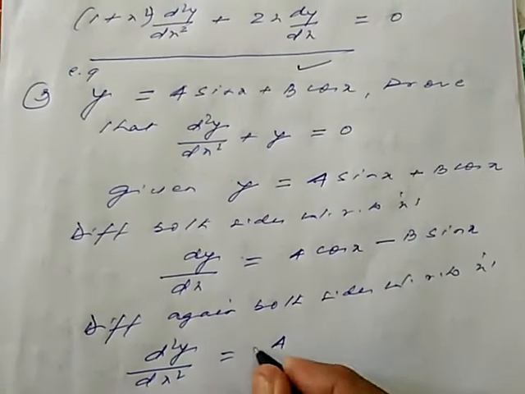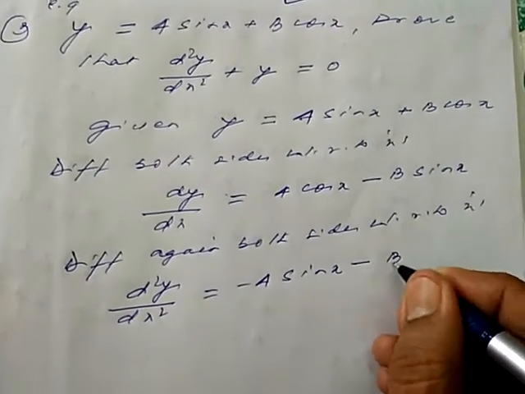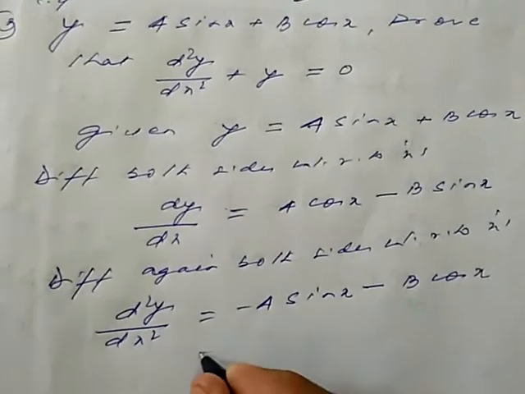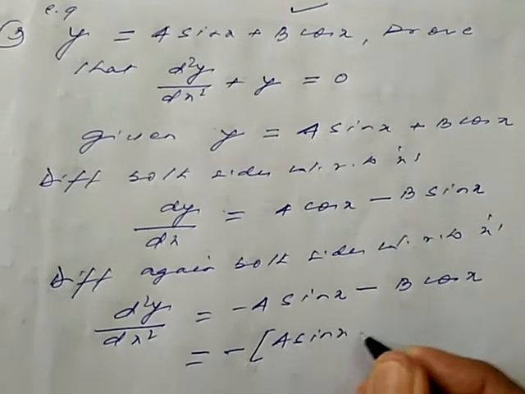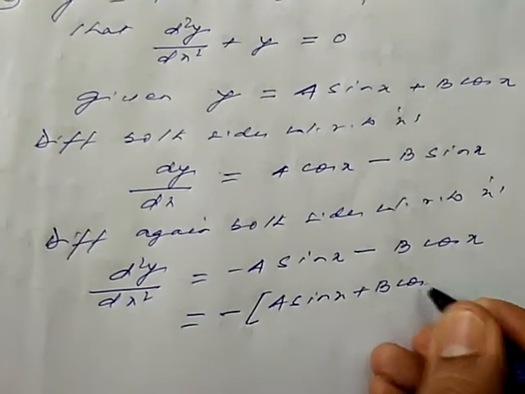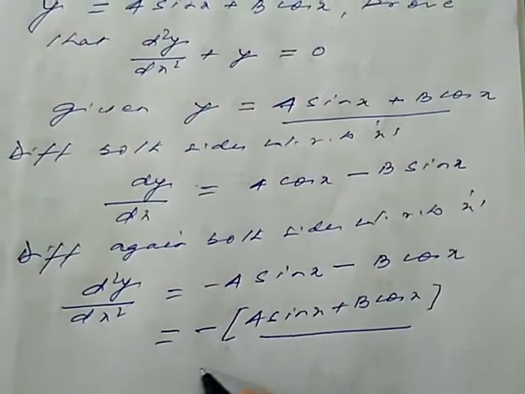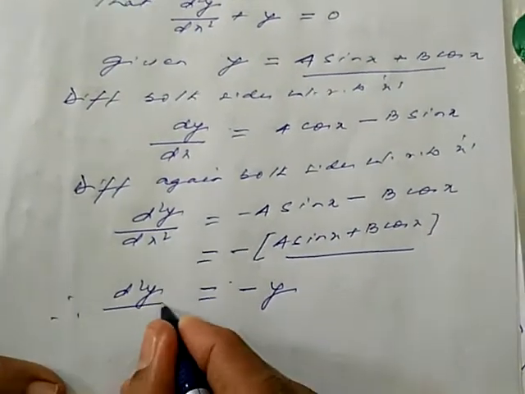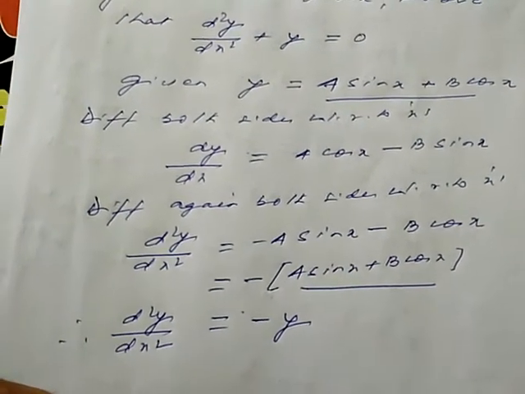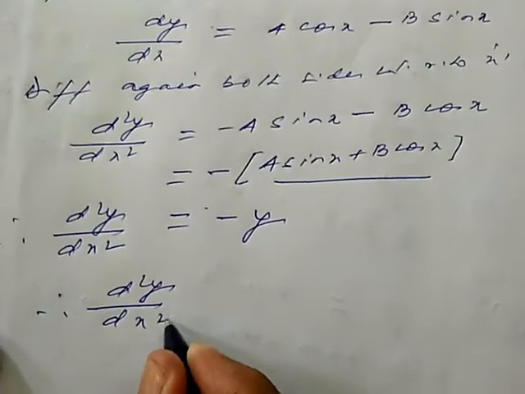This minus sign is there because cos is there, sin x, and this is minus b cos x. When we take minus common from both the terms, this will be a sin x plus b cos x, and this is nothing but the y, which function we have taken up. So this is minus of y, therefore d2y upon dx square will be equal to that. Finally it will be d2y upon dx square plus y equal to 0.